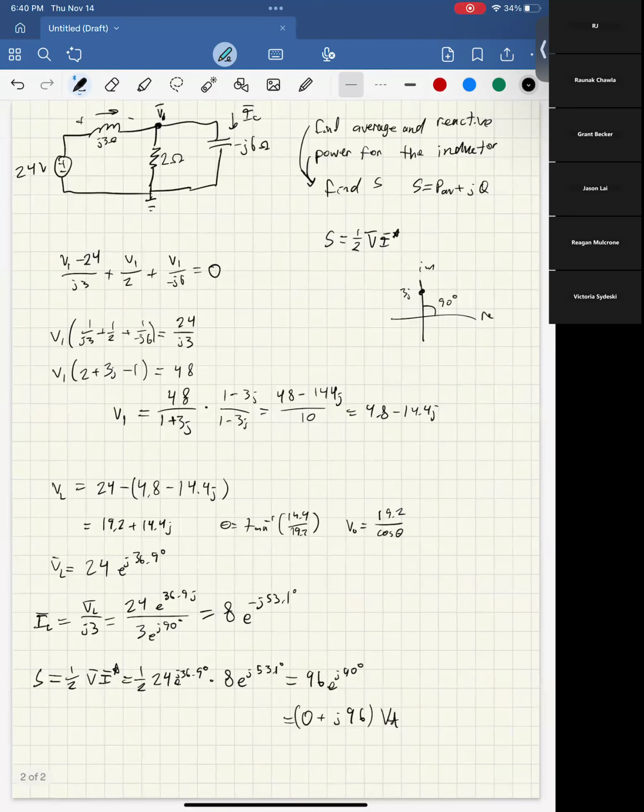So going back here, the question said find the average power and the reactive power. That means our average power would be 0 watts and our reactive power Q would be equal to 96 volt amps reactive. And that would be your final answer here. It's pretty straightforward. It's just a lot of complex math. Make sure you don't get bogged down in the math, and you should be okay.